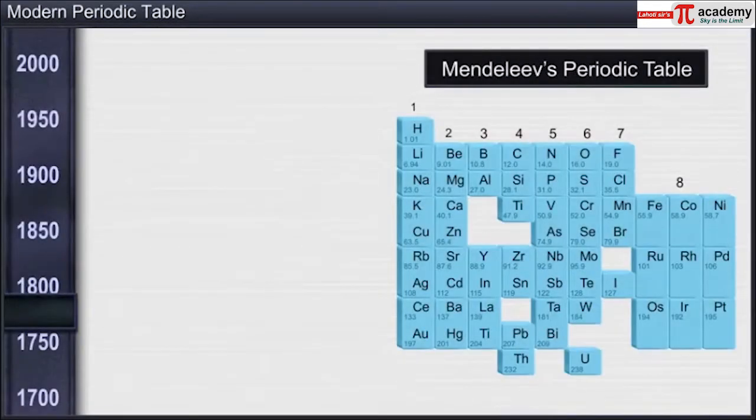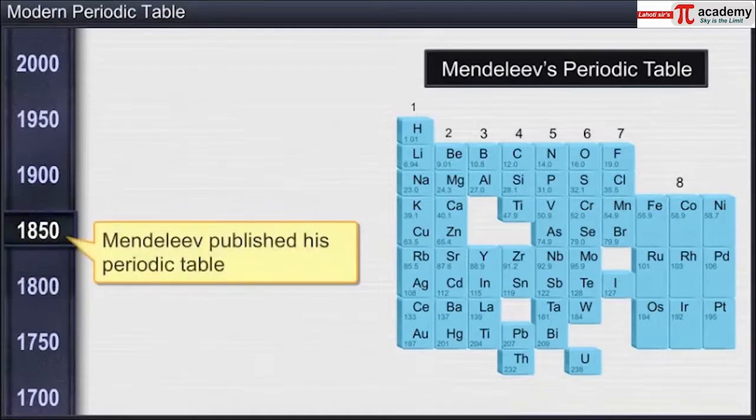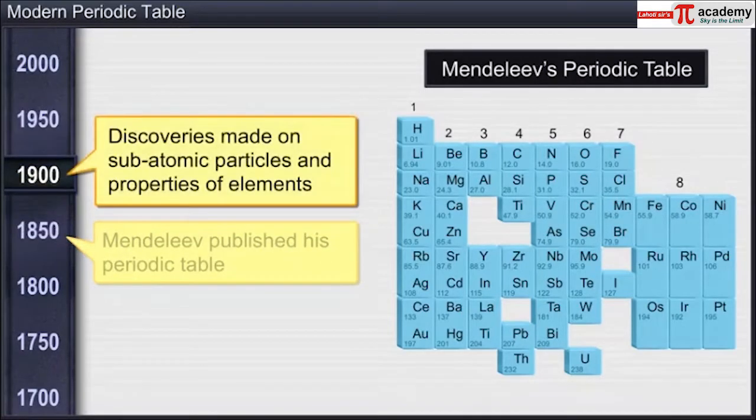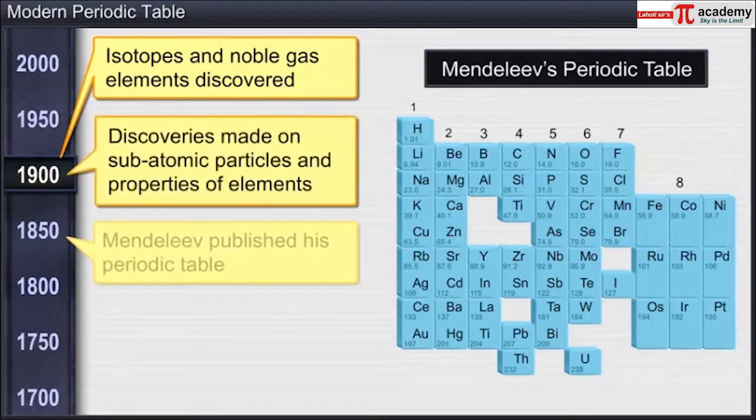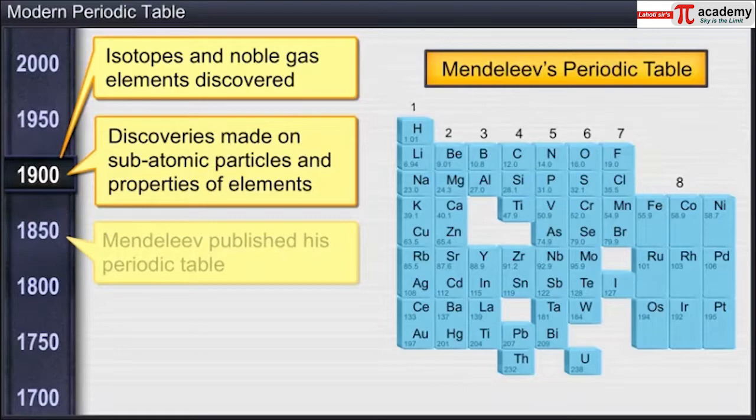Mendeleev's periodic table was developed at a time when the internal structure of atoms was unknown. Discovery of subatomic particles and their properties took place at the start of the 20th century. Isotopes and noble gas elements were also discovered around the same period. These discoveries warranted improvements in Mendeleev's periodic table.